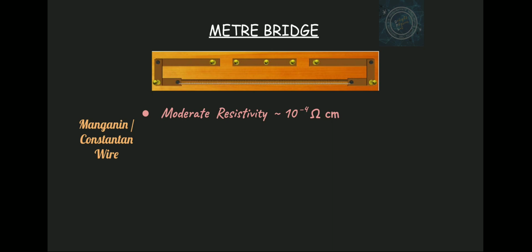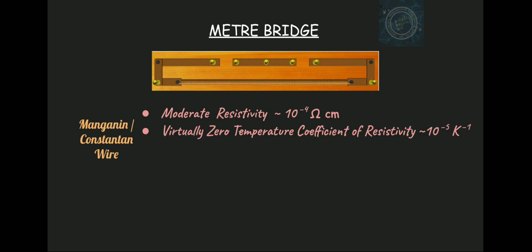It was discovered in 1887, let me tell you, and it has been 133 years that it's being used, and you can obviously see that this has to have some important property, and it is this: it has virtually zero temperature coefficient of resistivity. What is temperature coefficient of resistivity?